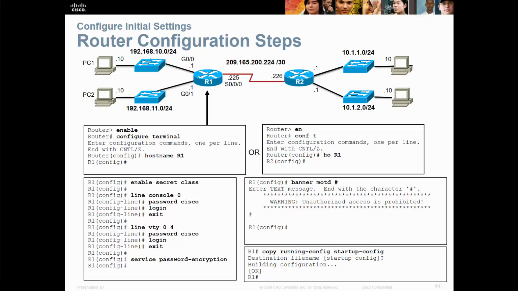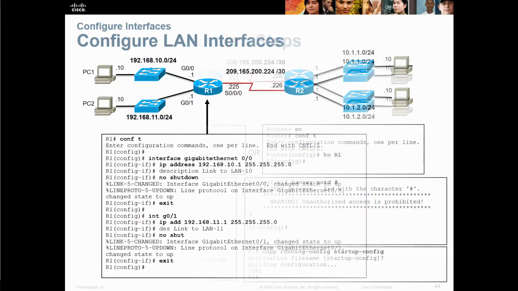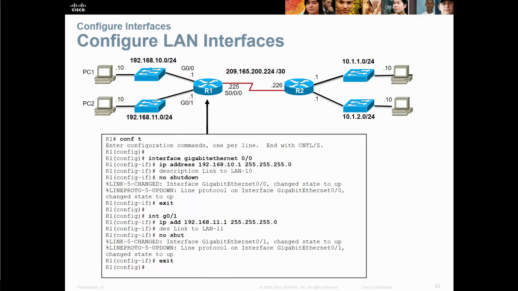But how do we actually configure interfaces? We do that by navigating to the appropriate interface. For example, in global configuration mode, if we want to configure the gigabit interface, we would do interface gigabit Ethernet 0/0. That's assuming we want to configure this guy right here. If we wanted to configure the second gigabit interface, we would do what we did before. Interface gigabit 0/1. If we want to configure this guy over here, it'd be interface serial 0/0/0.